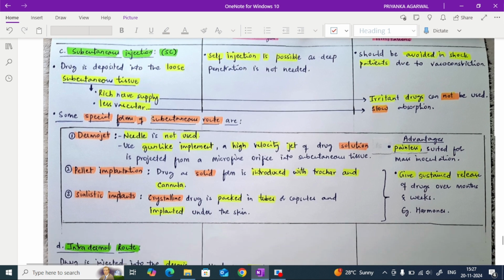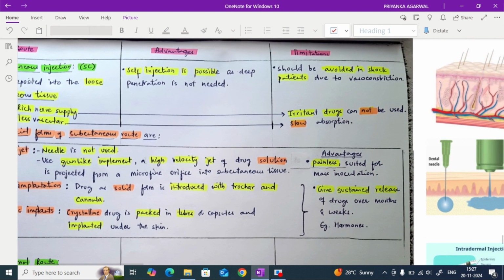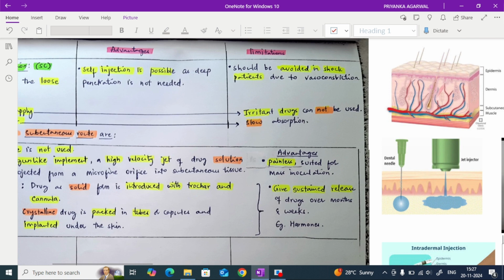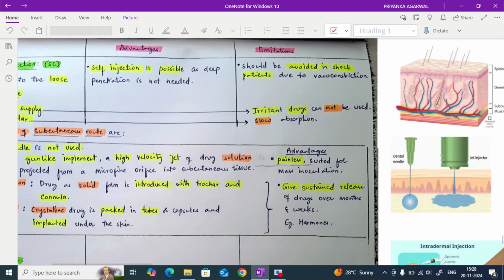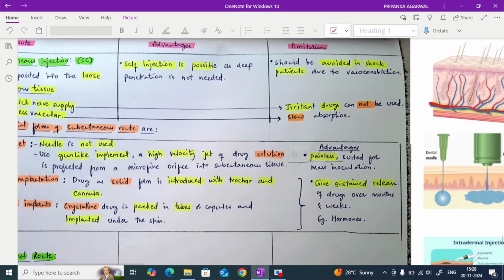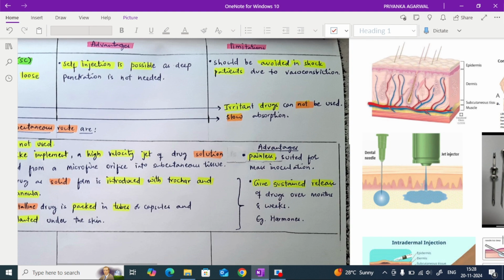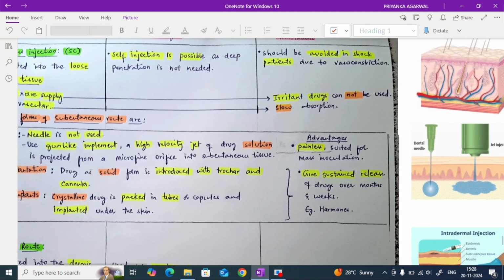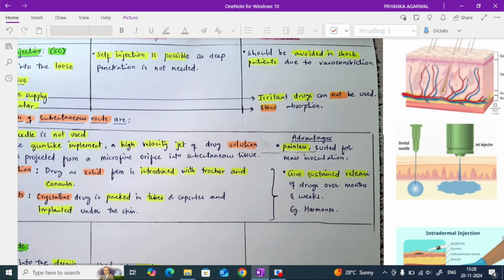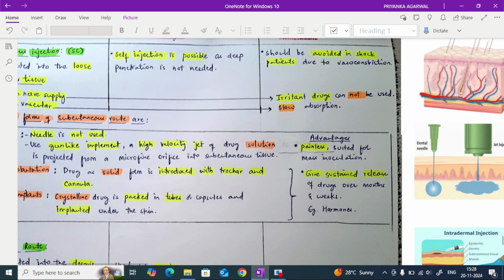Now we have some special forms of the subcutaneous route, that is Dermojet, Pellet Implantation and Sialistic Implant. What is Dermojet? Here a needle is not used. You can see that in this diagram. If we use a needle, that is a normal subcutaneous injection, but here a needle is not used and we are using a gun-like implant, and a high velocity jet of drug solution is projected from a microfine orifice into the subcutaneous tissue. The advantages of this special form are that it is painless and it is suited for mass inoculation.